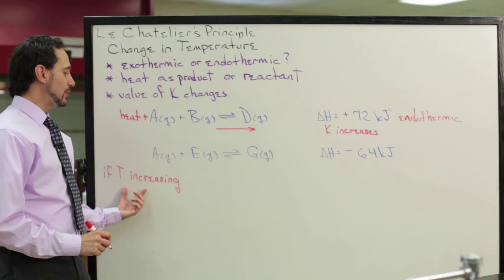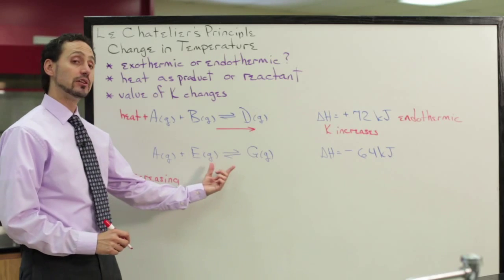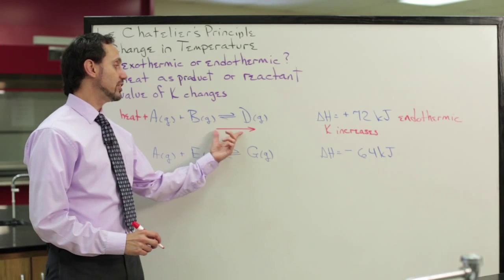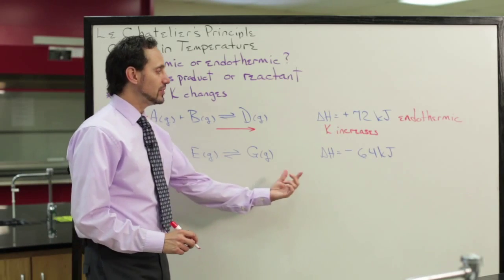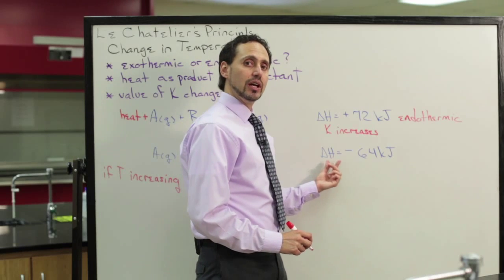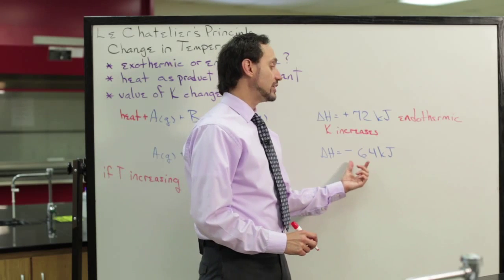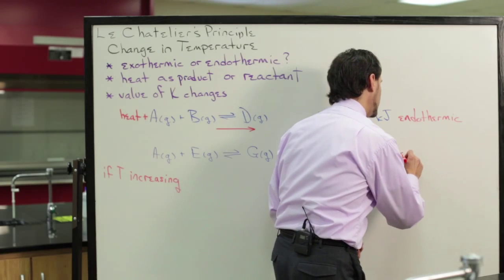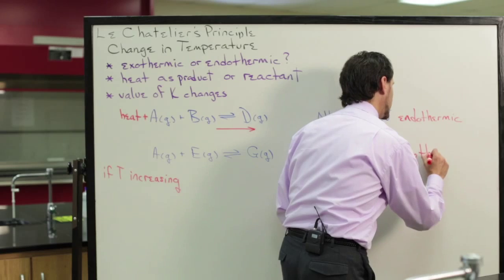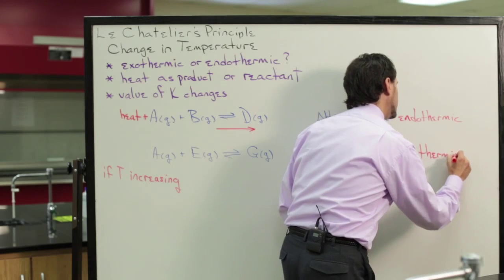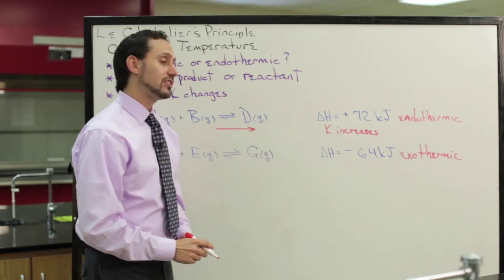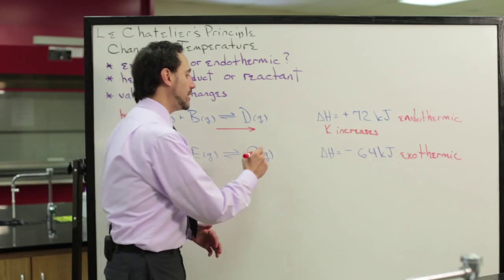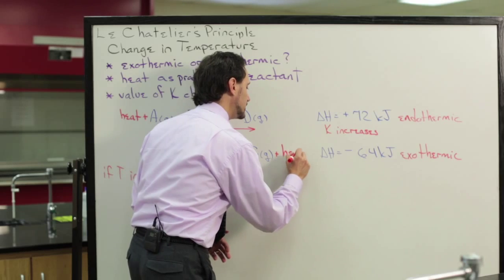Now let's look at the example for increasing the temperature in this second equilibrium system. It looks very similar to the other one, but the difference is that the delta H in the second equilibrium is a negative 64 kilojoules. That means that this equilibrium is exothermic. If it's exothermic, that means that heat can be treated as a product in the equilibrium.